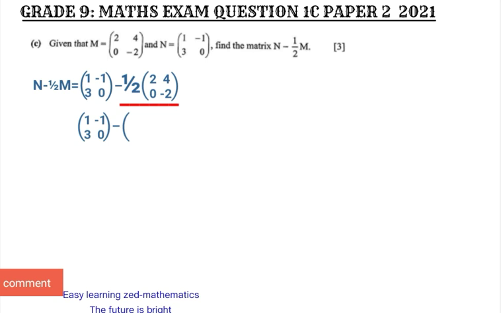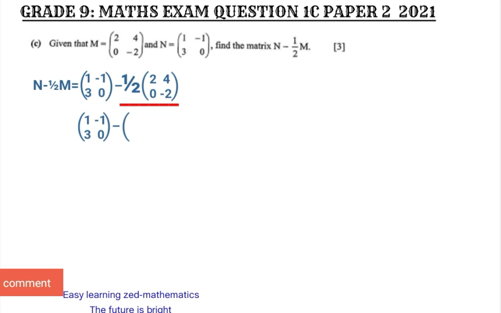If you don't know how to do this, there is a video we made on matrices, multiplying a matrix by a scalar, or multiplying a scalar by a matrix. So check on that video. We discussed that at length, and you'll find it helpful. We tackled everything you need to know about multiplying a matrix by a scalar.